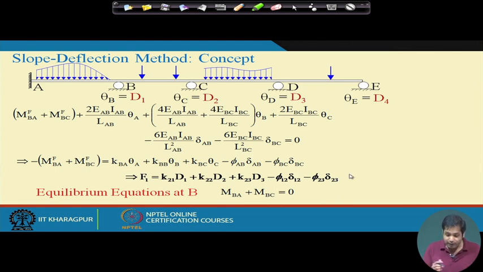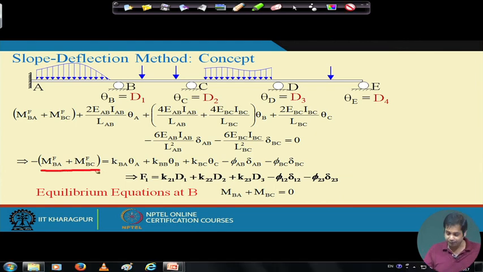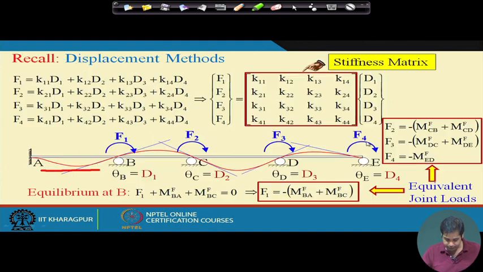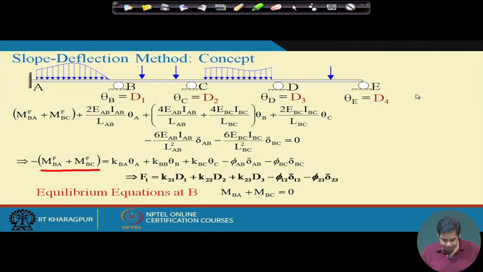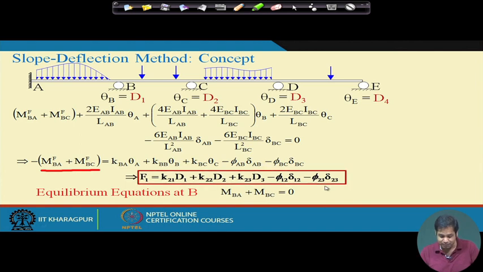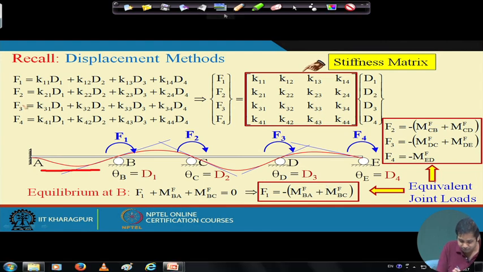Now, what is this? What is MBA plus MBC? If we go back and recall, this is the slide I showed you in the previous class. What is MBA plus MBC? This is the equivalent joint load F1, right. So this becomes equivalent joint load F1, and KBA becomes K21 because the point B is now denoted as 2 and point A is 1. So this is denoted as this, and now you see this expression is very similar to this expression, where K14 is equal to 0 and there is no support settlement.